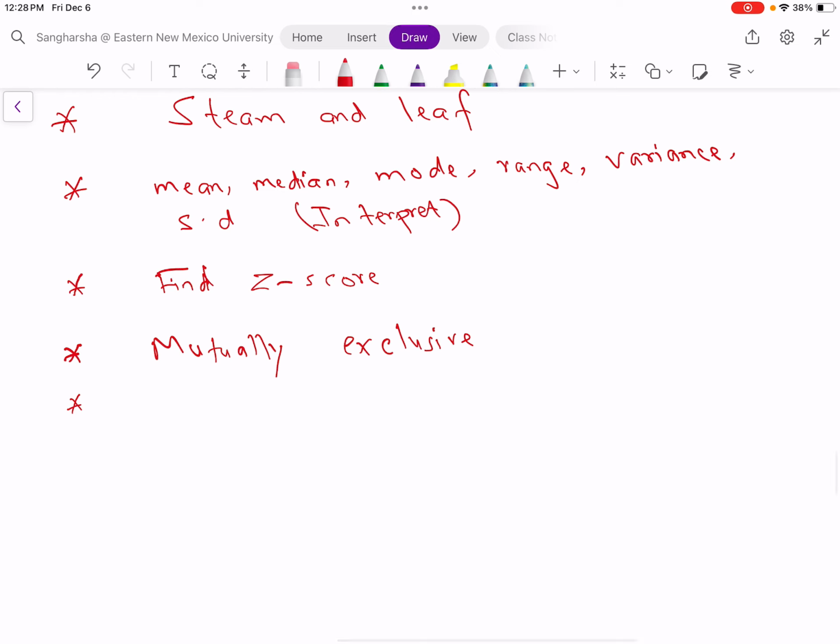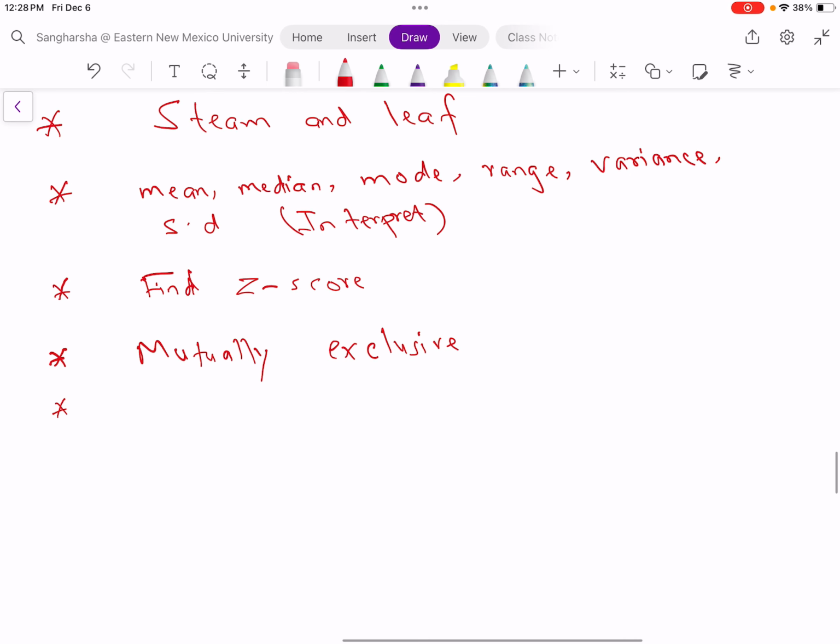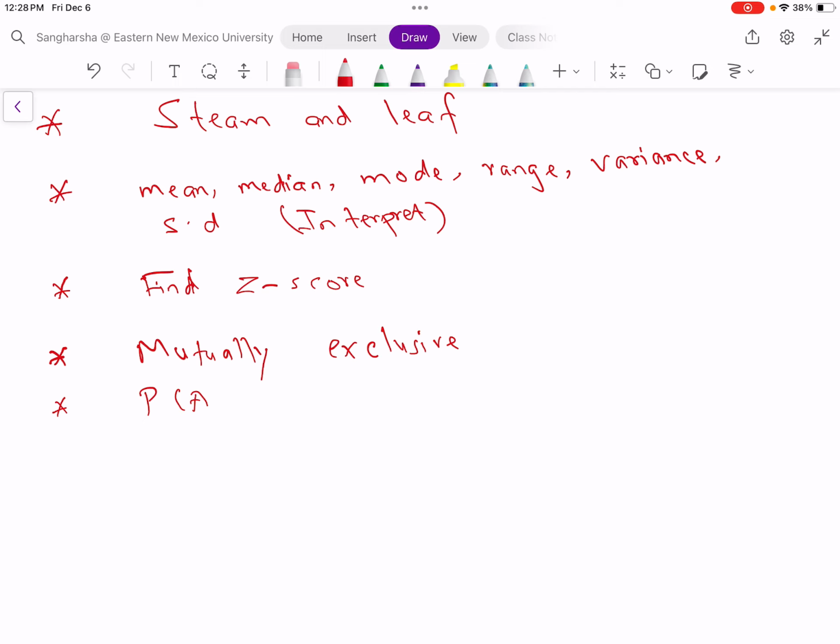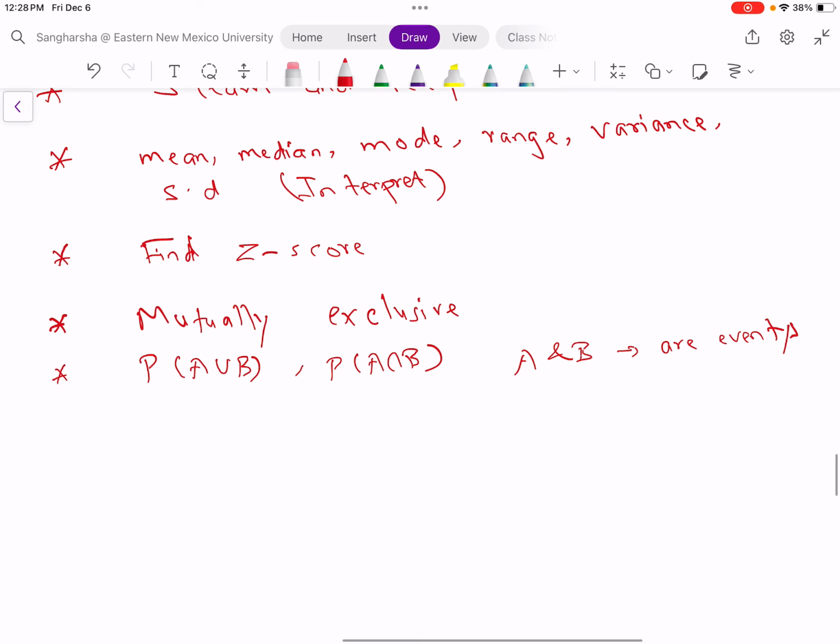Next, for two different events, you might be asked to find P of A union B or P of A intersection B. Okay, A and B are any two events, and you might be asked to find the probability of A union B, or the probability of A intersection B.